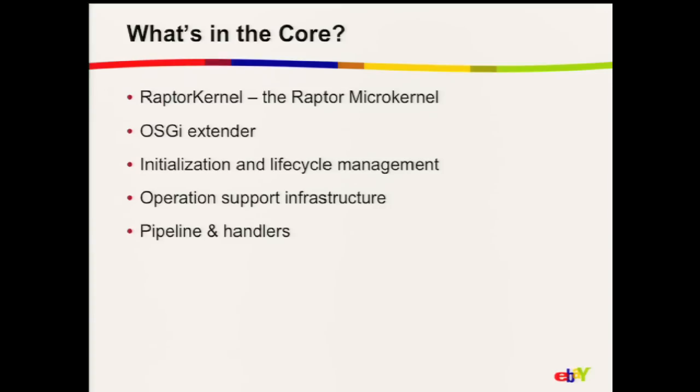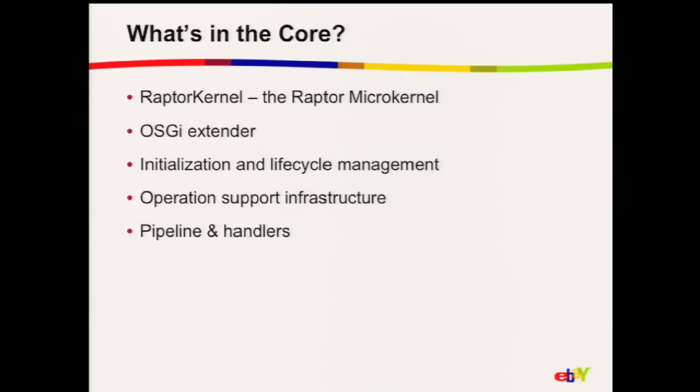Operation support infrastructure is about once you deploy your app, how operations is going to monitor this app. In what ways can we provide data, whether the app is running successfully or whether there are any exceptions? How do we communicate it back? So Raptor kernel provides a way of exposing all this data to operations for doing any kind of validation and things like that.